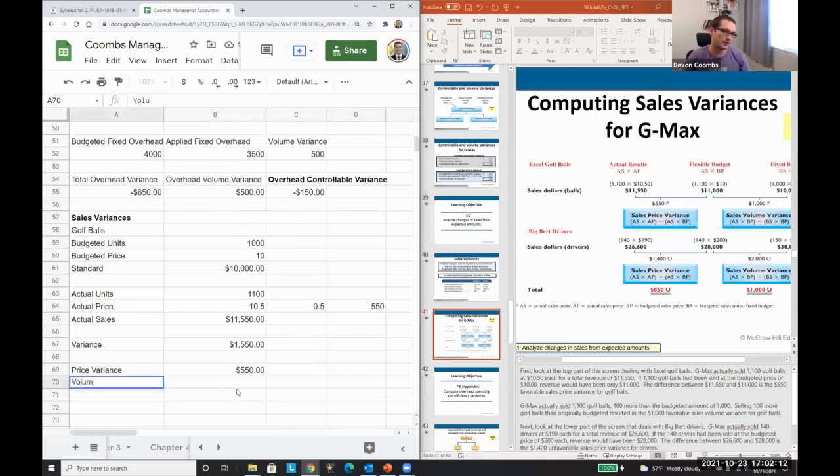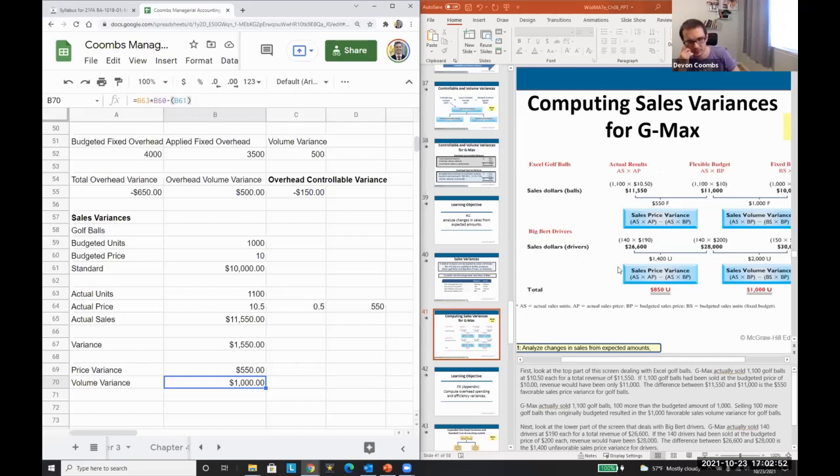And then volume variance. We take the actual sales times the budgeted price minus budgeted sales times the budgeted price. And we have $1,000 positive variance here. Oh, sorry, $1,000 unfavorable variance here. Budgeted price. Oh no, $1,000 favorable because we're just looking at the golf ball. So just look at the top here.